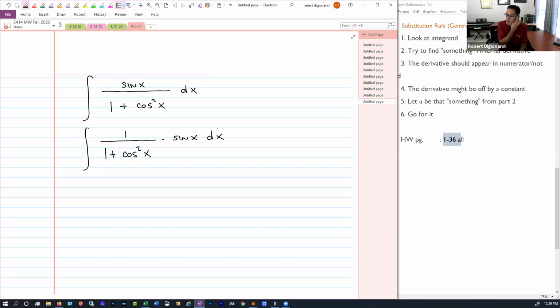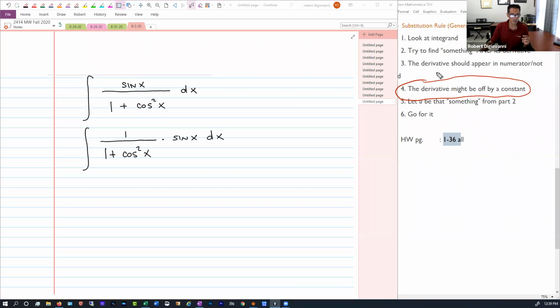Still sticking with Yosef here, instead of doing sine, can we use cosine? Sure, why not? So if you let u be cosine, what's the derivative of cosine x? Negative sine x. Now, we don't have negative sine x. We have positive sine x, but is that okay? Remember, we can be off by a constant.